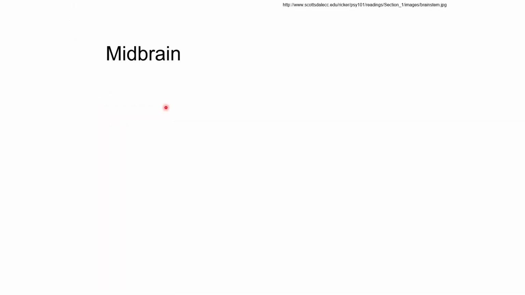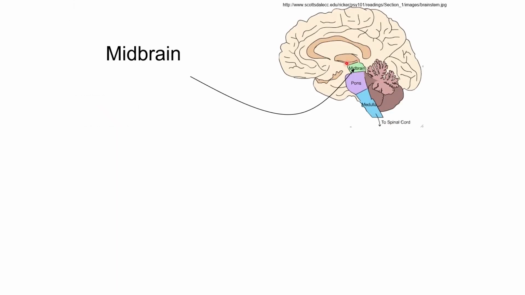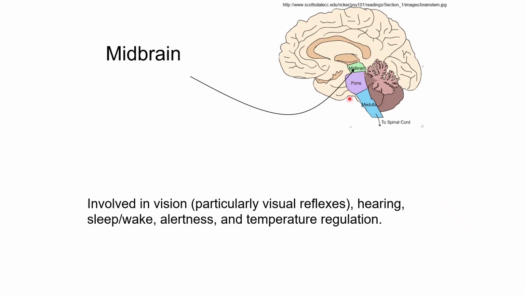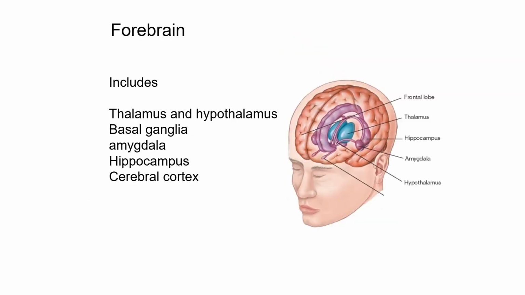Now let's look at the midbrain. The midbrain is this small structure here in the middle of the brain. And like the pons and medulla, the midbrain is also involved in some very basic functions of the body. Functions that are mostly involuntary, like visual reflexes, hearing, the control of the sleep-wake cycle, maintaining alertness in the body and maintaining temperature in the body. These are basic functions that are conserved across a variety of animals, and the midbrain is also a structure that is highly conserved across animals.